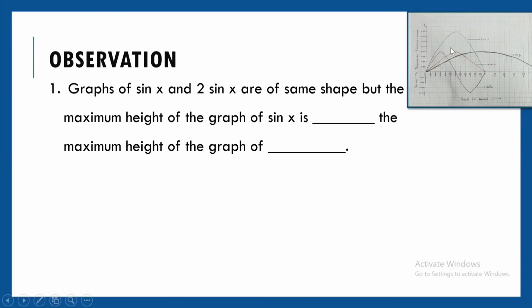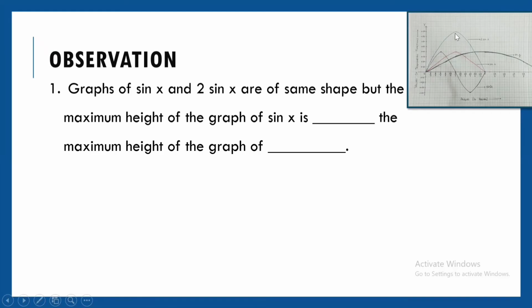You can see that sin x and 2 sin x, you can see they are of the same shape, the pink and the blue graphs. But the maximum height of sin x is what? When x is equal to pi by 2, sin x is coming out to be 1. So that is the maximum height. The maximum height of graph of 2 sin x is what? It is how much? It is coming out to be 2.